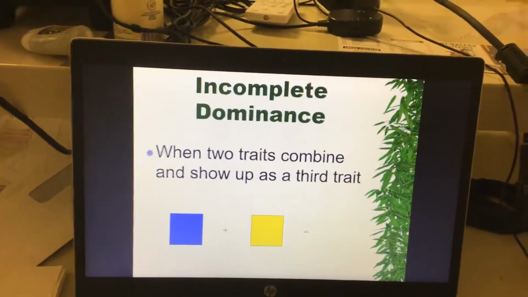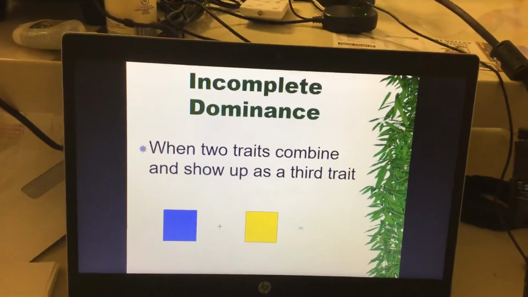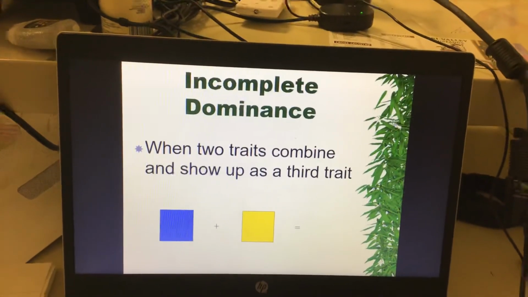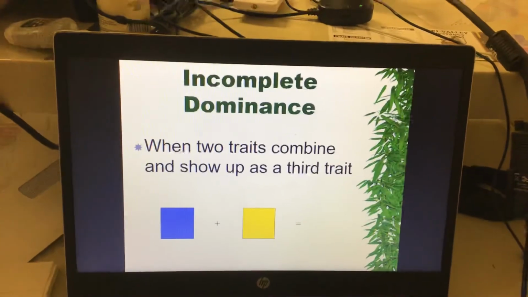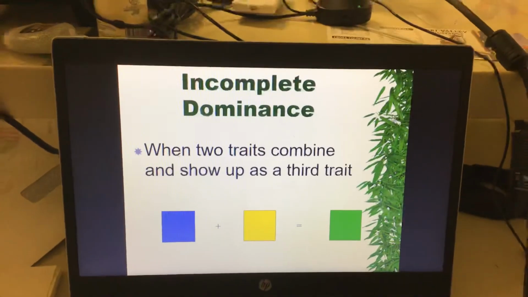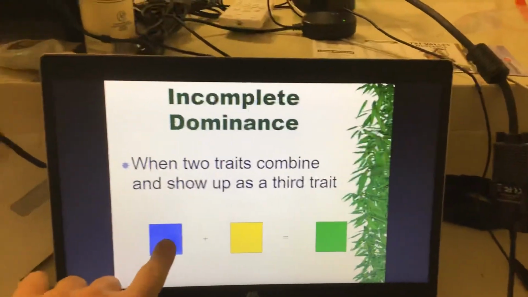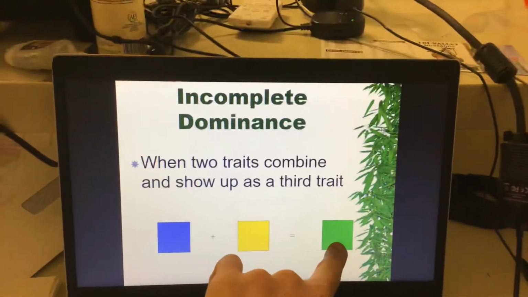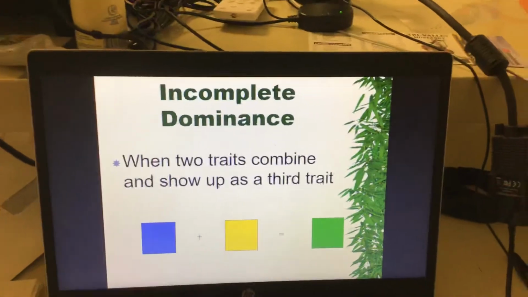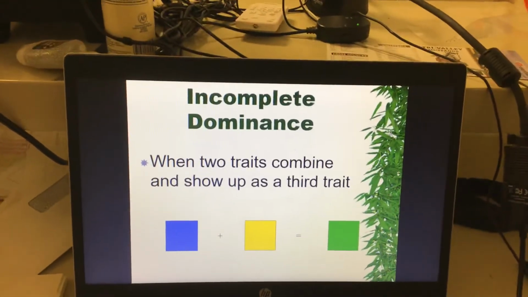So, most of you guys know some basic colors here. If you combine blue with yellow, you get green, okay? So if this was the father, this was the mother, you end up with neither. Kind of a combination of the two. This is incomplete dominance.